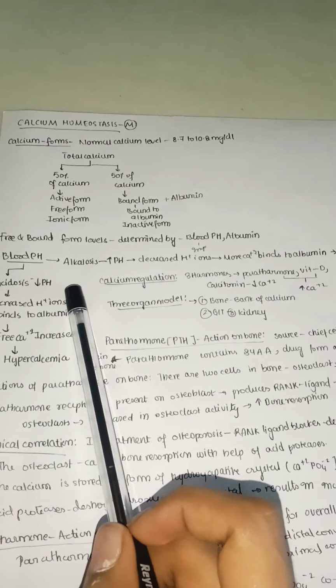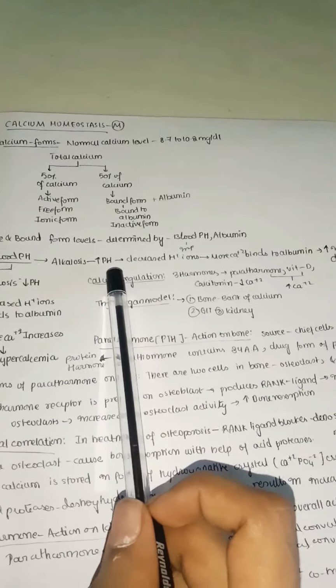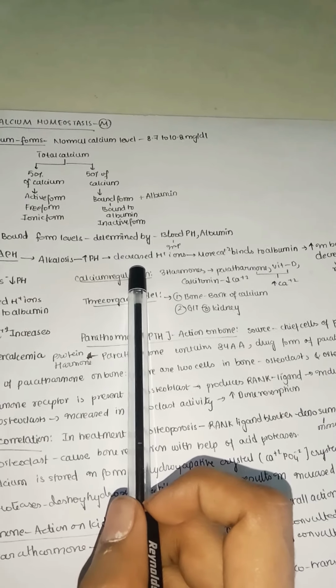Next, coming to the alkalosis condition. Here the blood pH is very high, that is, there is a decrease in hydrogen ion concentration.